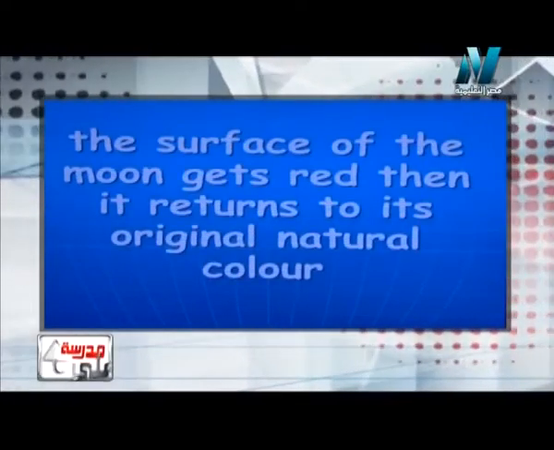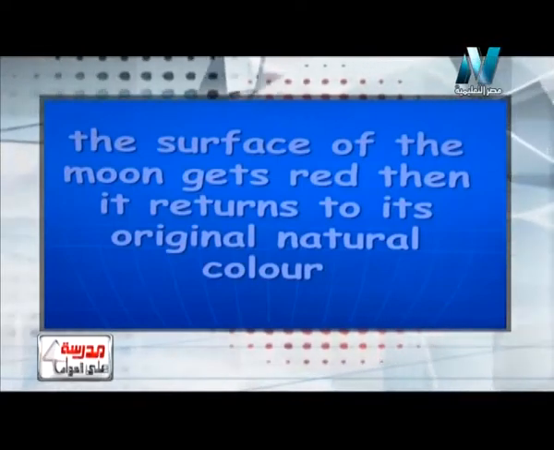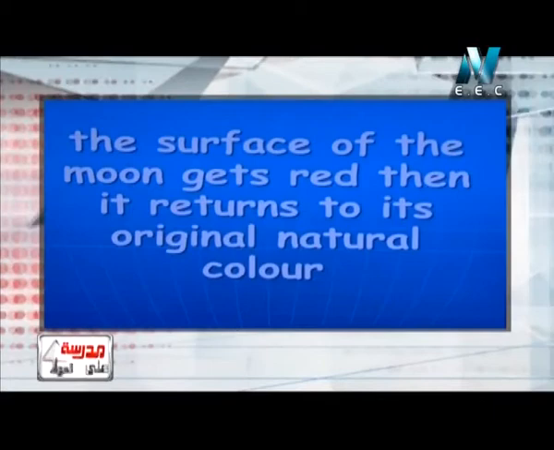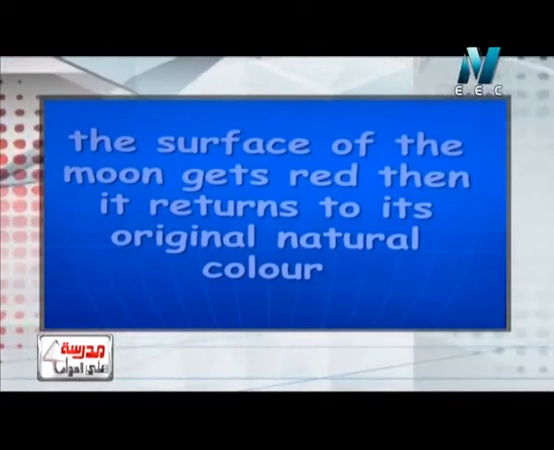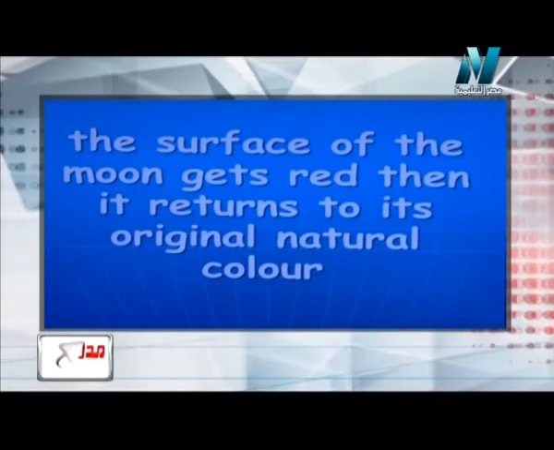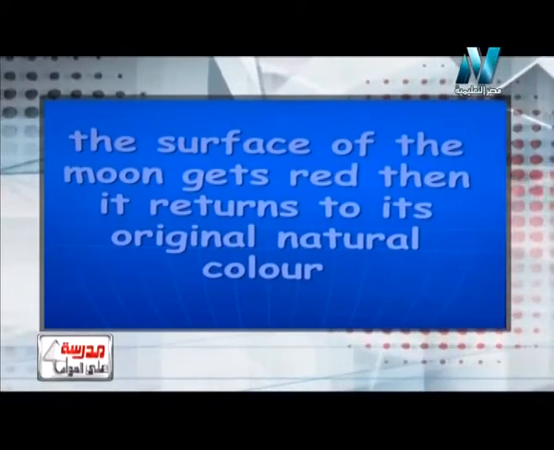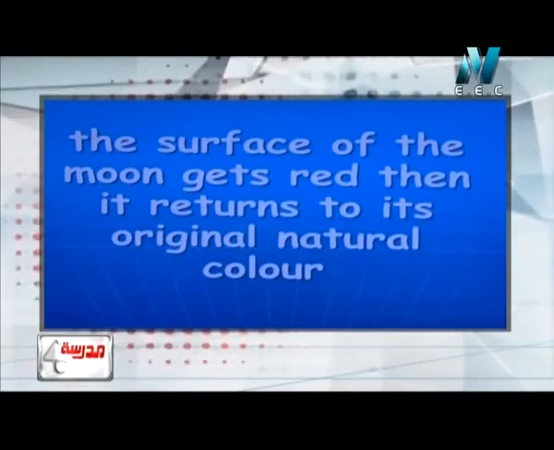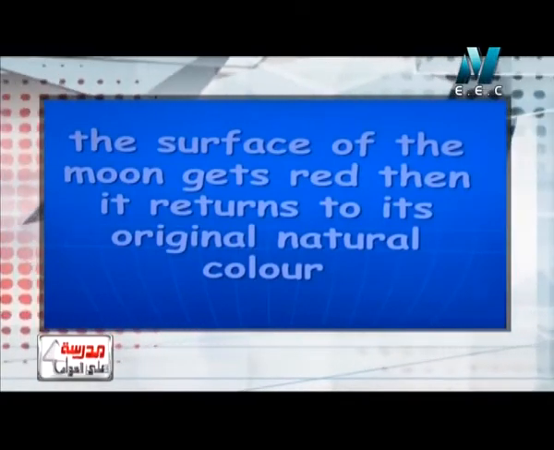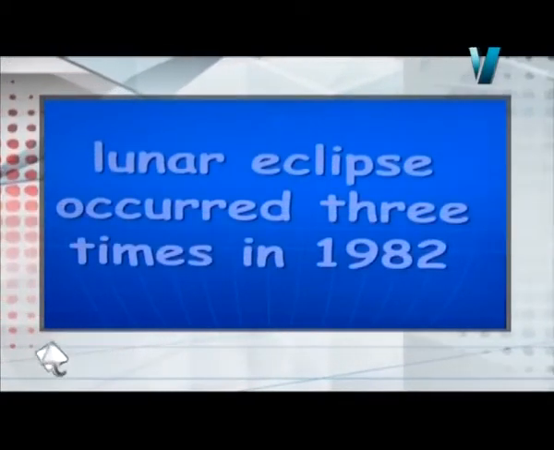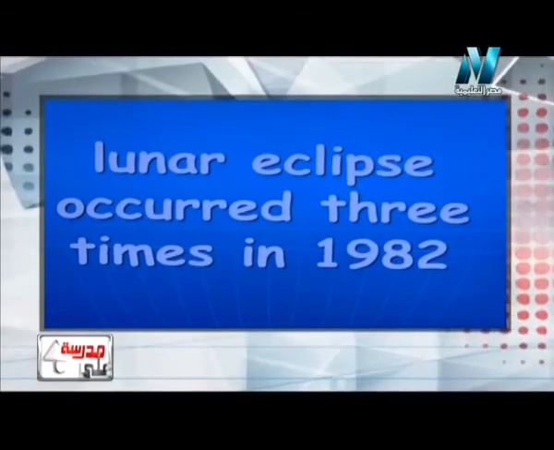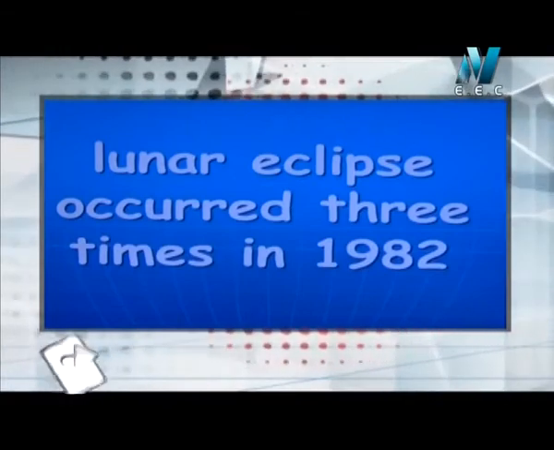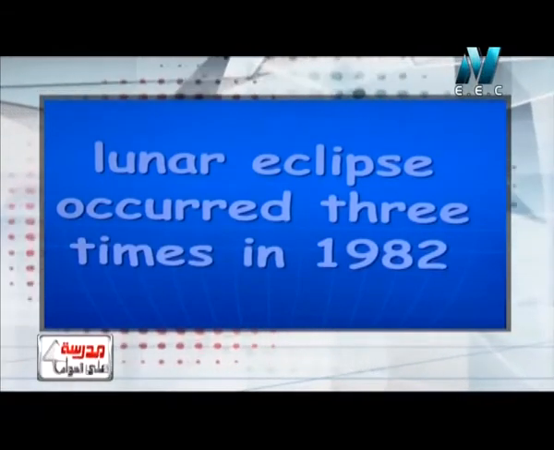The surface of the moon gets red, then it returns to its original natural color. يعني المون هنا شكله بيتحول للون الأحمر وبعد كده بيرجع لموضوع طبيعي من تاني. So, lunar eclipse occurred 3 times in the year of 1982. حصل 3 مرات فقط في سنة 82 لكن هو already بيحصل 2 times in any year.